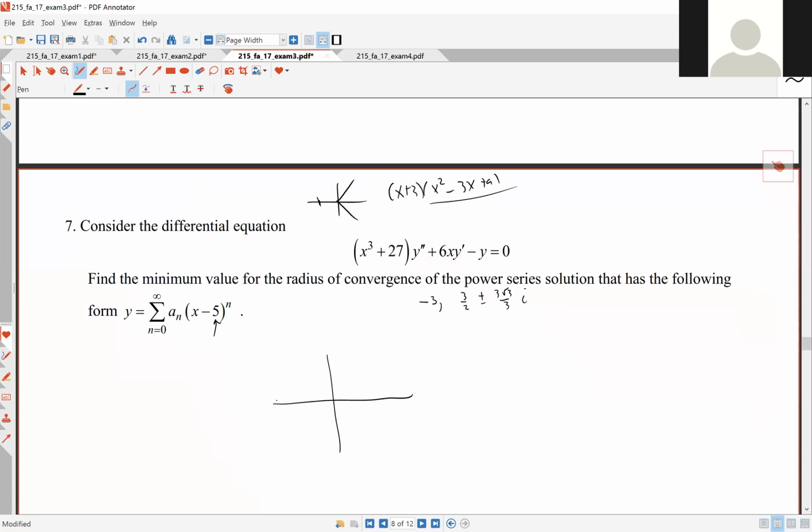So we're looking at negative 3. We're looking at 3/2 plus root 3 over 3 i and 3/2 minus root 3 over 3 i, and 5 sits out here. So the smallest distance is going to be the distance to those 2 points, which turns out to be root 19. So the minimum radius of convergence is root 19.